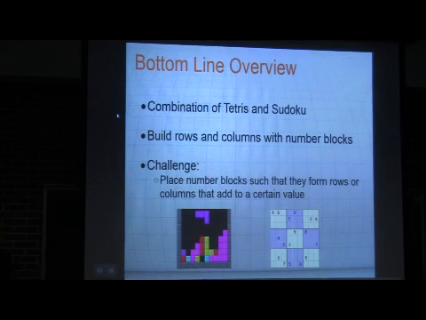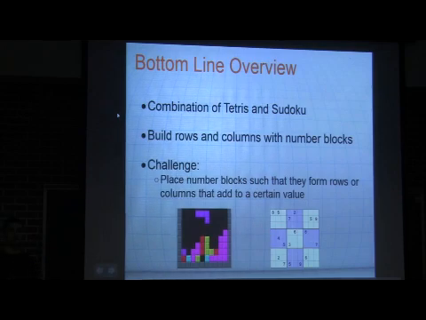What this game basically is, is a combination of Tetris and Sudoku. The ultimate goal is to beat rows and columns with number blocks, such that the numbers in a column or a row add up to a certain value. The main challenge is to place the numbers such that they form rows or columns that add up to a certain value, and you want to do this as soon as possible, at the highest speed, in order to get the most points available.